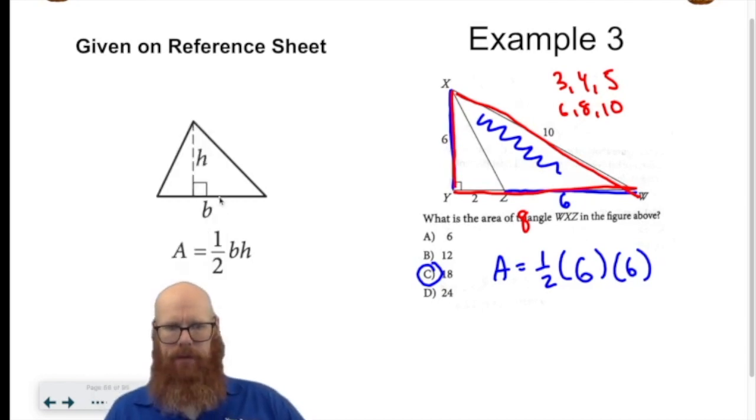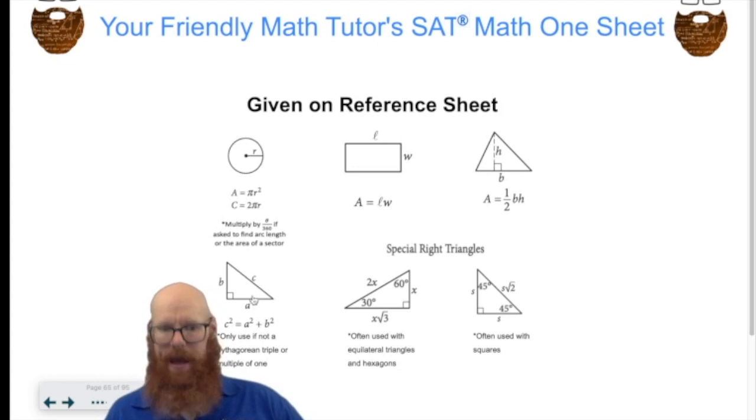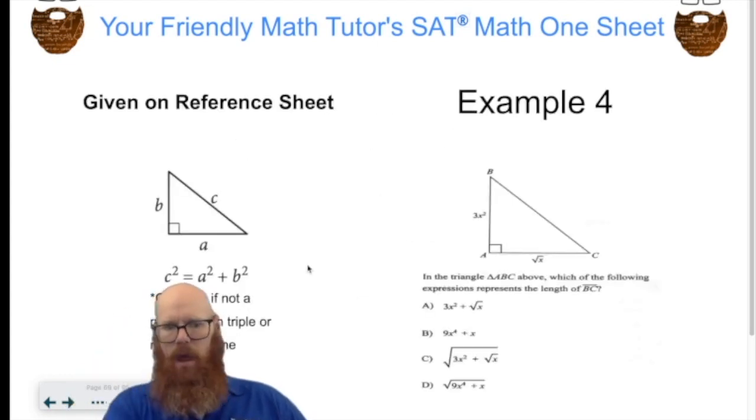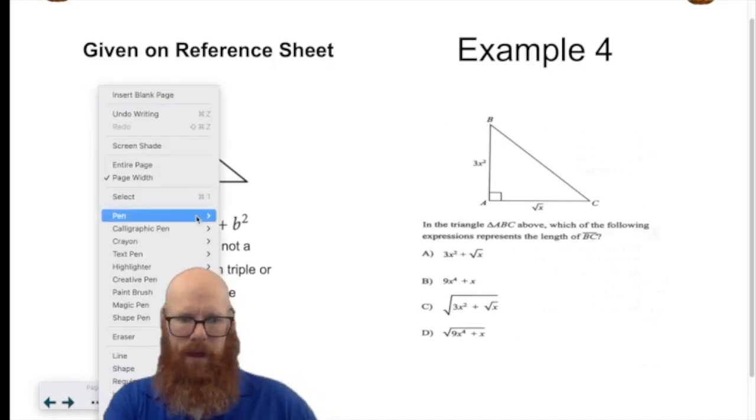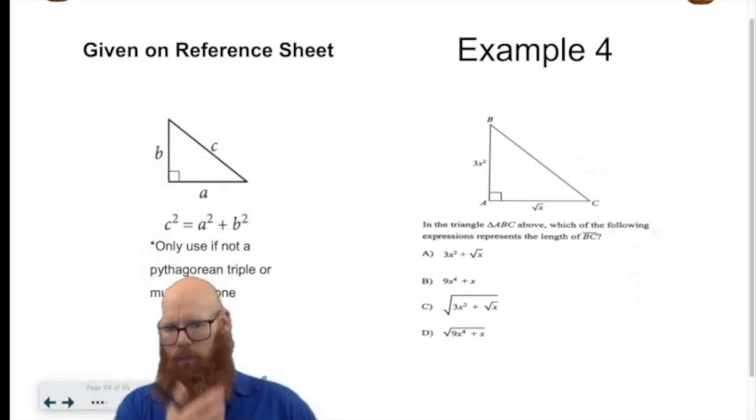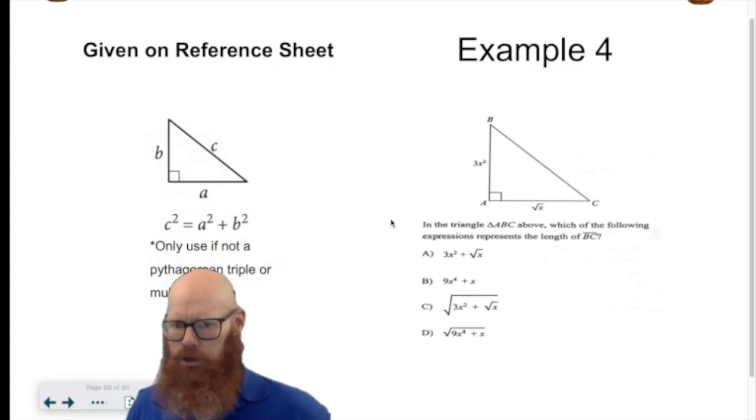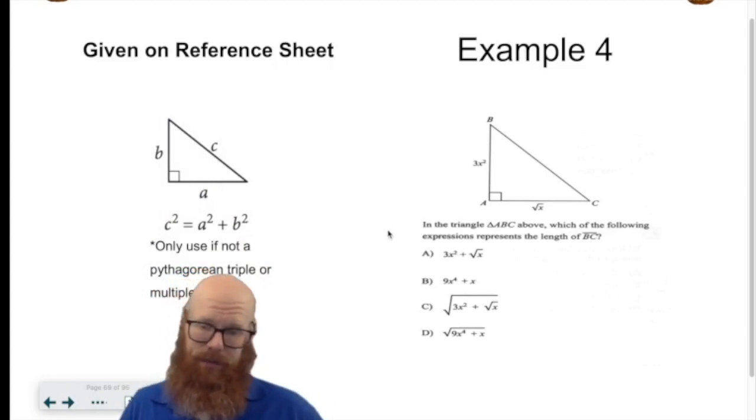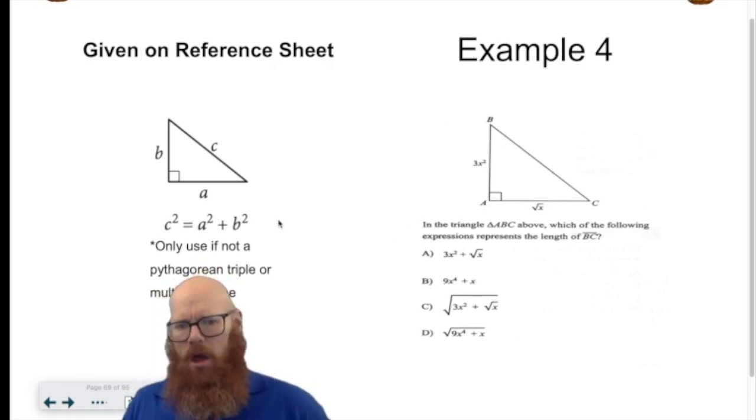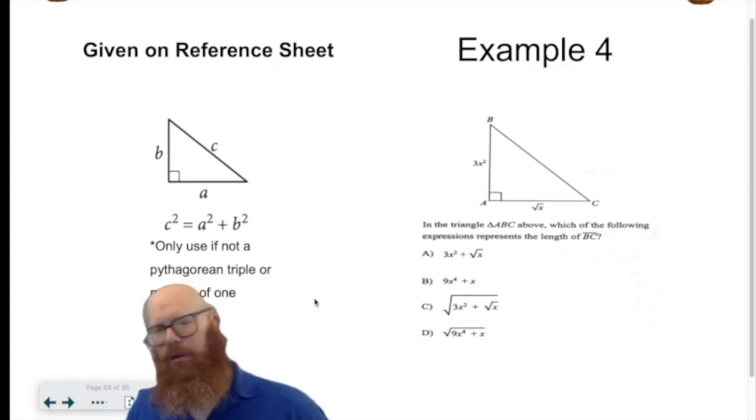Okay, so next, we keep going. Now we've got Pythagorean Theorem. So here, I just talked about Pythagorean triples, and there's another video, another part of the one sheet that actually has the Pythagorean triples on it. So that video is actually later in the series, but maybe you've watched them out of order. So here, we use Pythagorean Theorem if it's not a Pythagorean triple. So not a 3, 4, 5, or 5, 12, 13, or there's a couple others.